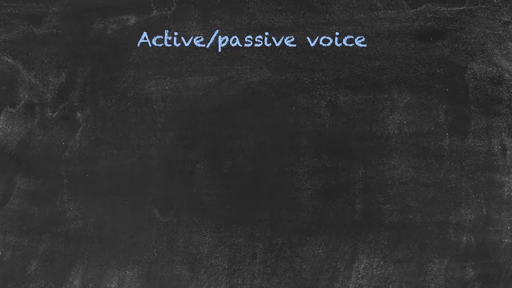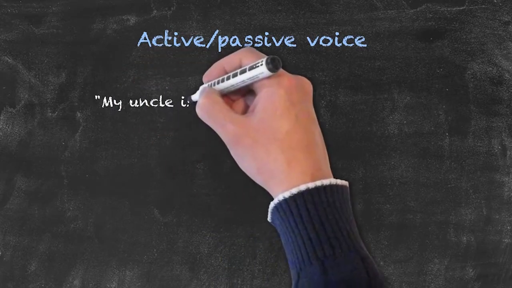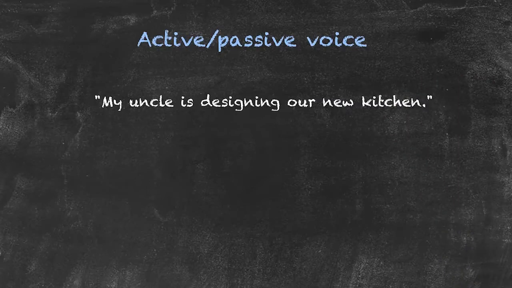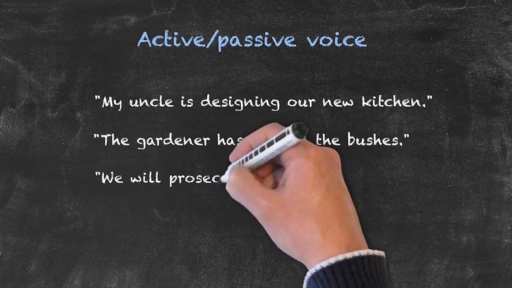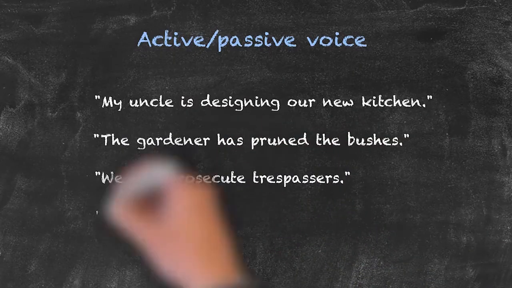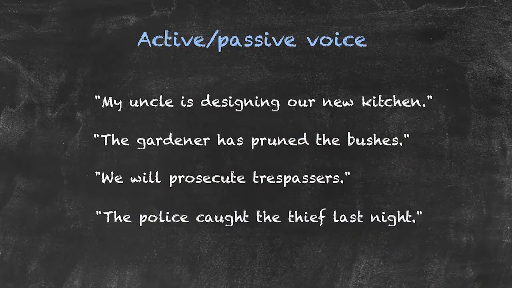After looking at how we change active to passive sentences, let's look at 4 more sentences in various tenses. We've got my uncle is designing our new kitchen, the gardener has pruned the bushes, we will prosecute trespassers, and the police caught the thief last night.